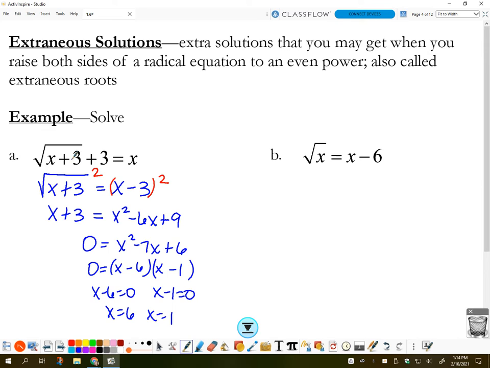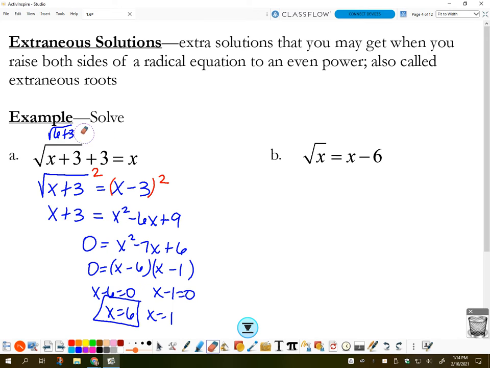So 6 plus 3 is 9, the square root of 9 is 3, plus 3 is 6, which equals 6. Alright, so making sure that you follow. We did this, and we said that it checks out, so this answer works.